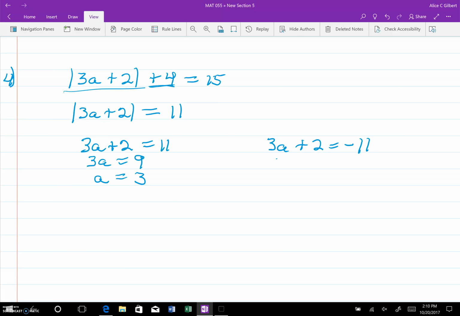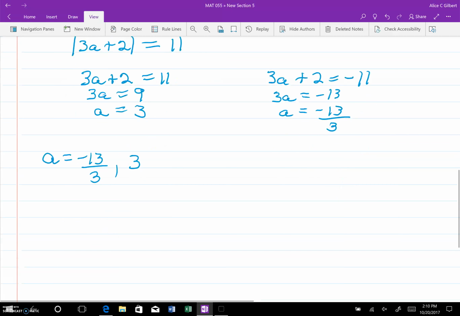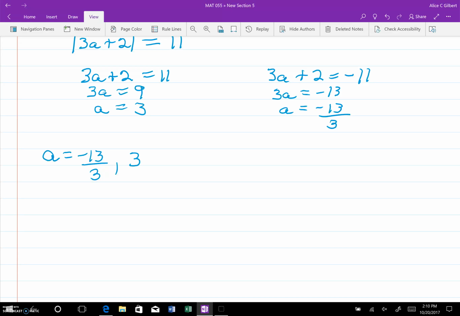And then I'm going to subtract 2 here, and that gives me negative 13, and divide by 3 gives me negative 13 thirds. And so my answer is a equals negative 13 thirds or 3. Now remember, there can be no interval notation on this one because it's an equal sign, but I could graph it actually. If I were to ask you to graph this, this is what it would look like. A point here and a point here, one labeled negative 13 thirds and the other one labeled 3.